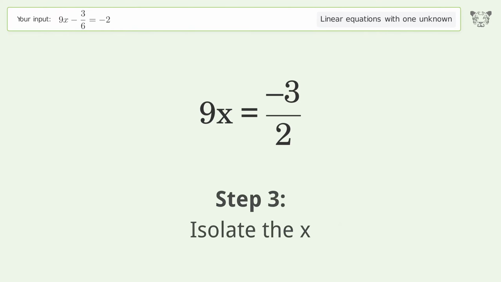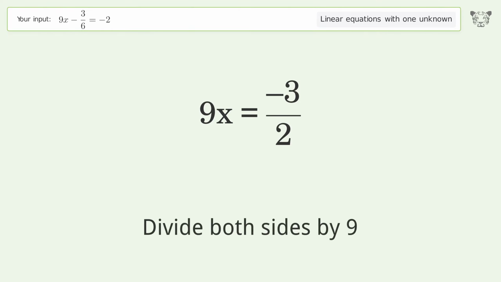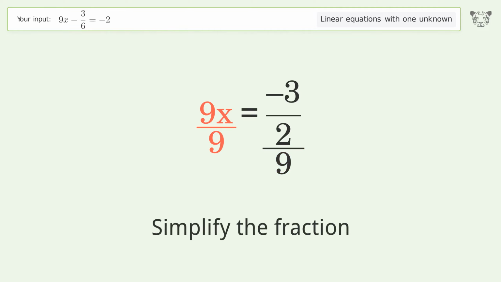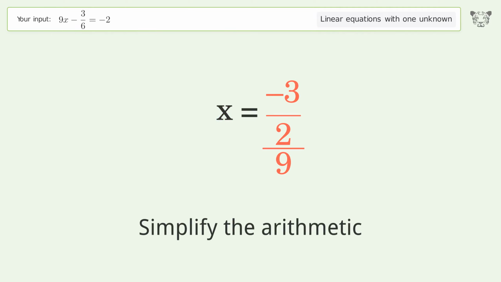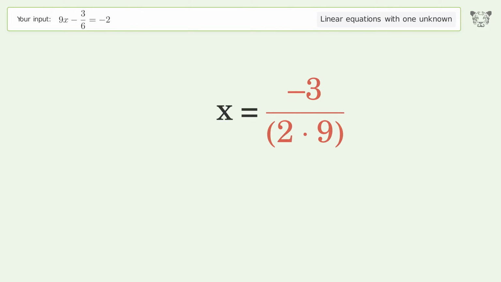Isolate the x. Divide both sides by 9. Simplify the fraction. Simplify the arithmetic. And so the final result is x equals -1/6.